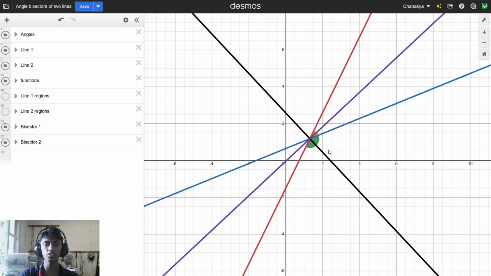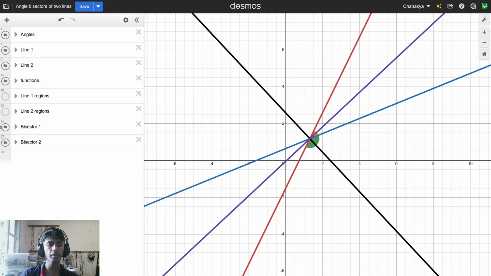What I want is an equation for the purple angle bisector on its own and for the black angle bisector on its own. Currently we have an equation that contains both angle bisectors, as in if you write that equation and compute it, it will show you both angle bisectors together. We do not have a way to separate them yet.